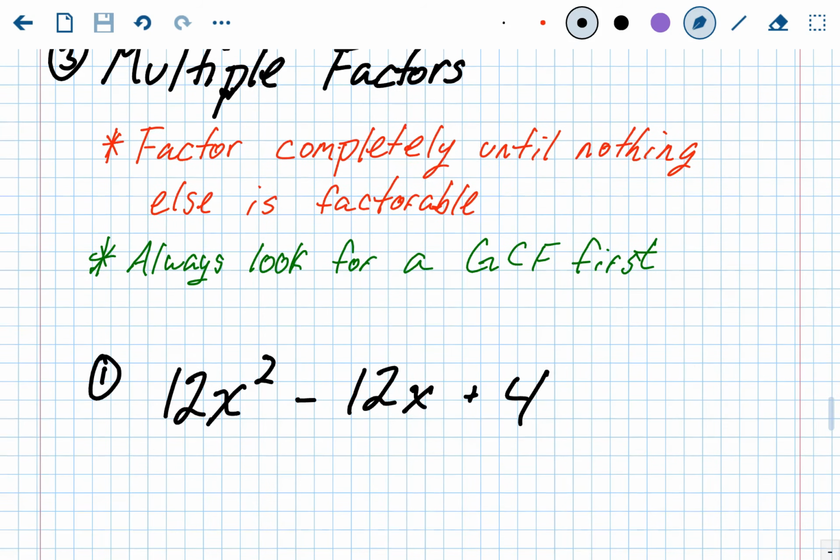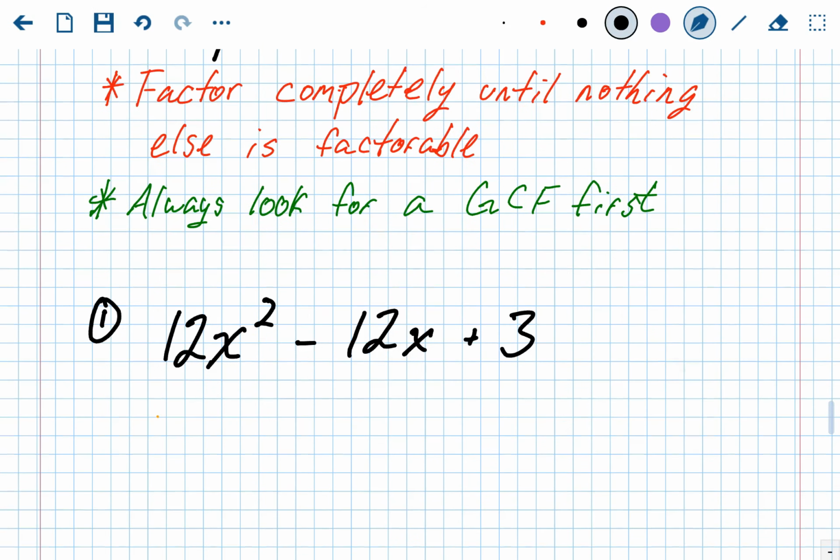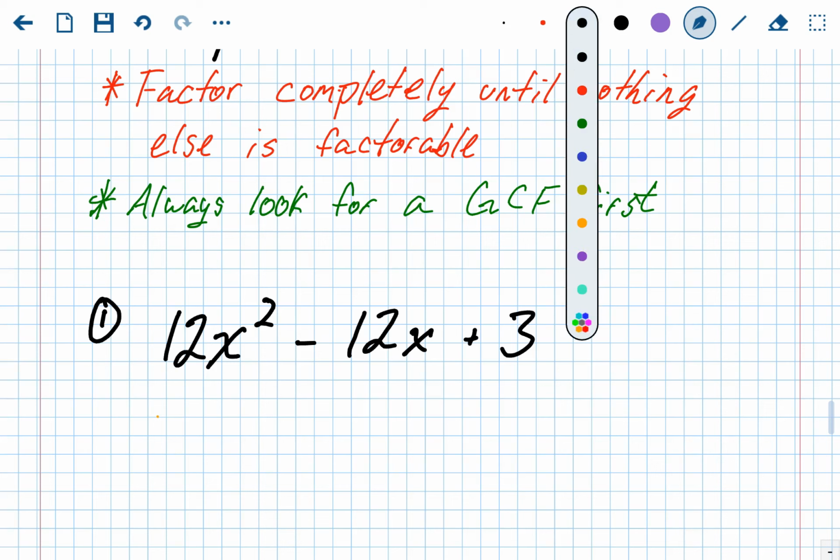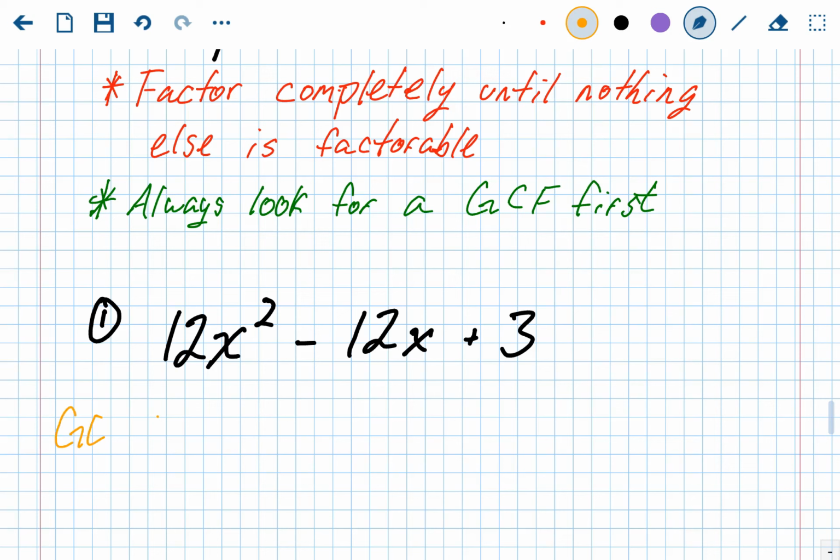So let's look at a couple that have multiple factoring techniques. This first example, 12x squared minus 12x plus 3. It's a trinomial, so we could try one of our other trinomial methods. But before we try those, look at our numbers. We have 12, 12, and 3. They all have a greatest common factor of 3. So the first thing we're going to do is factor out the greatest common factor of 3. After you divide each term by 3, you're going to be left with 4x squared minus 4x plus 1.